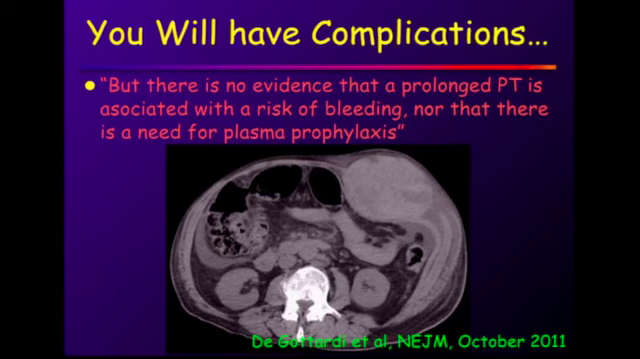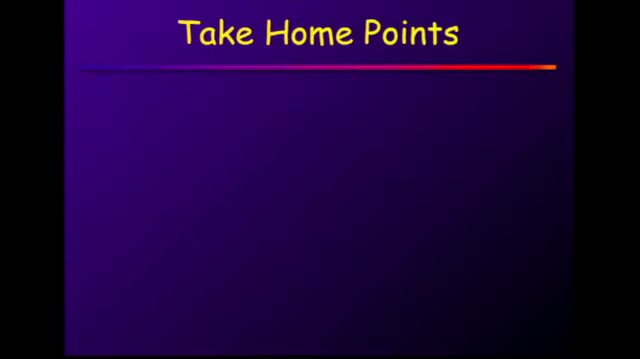Remember that you are going to have complications. Here's one of our surgeons who did a paracentesis on the floor and managed to hit the inferior epigastric artery. The patient was miserable for a while, but eventually did okay, fortunately. And here again from the New England Journal, there's no evidence that a prolonged PT is associated with the risk of bleeding, nor that there is a need for plasma prophylaxis.